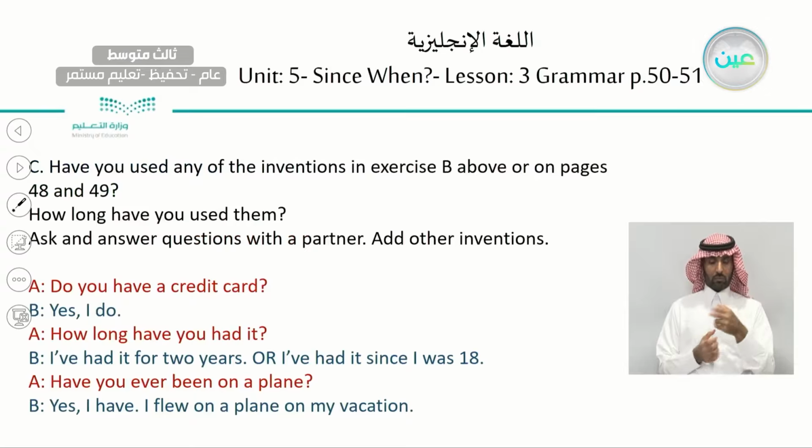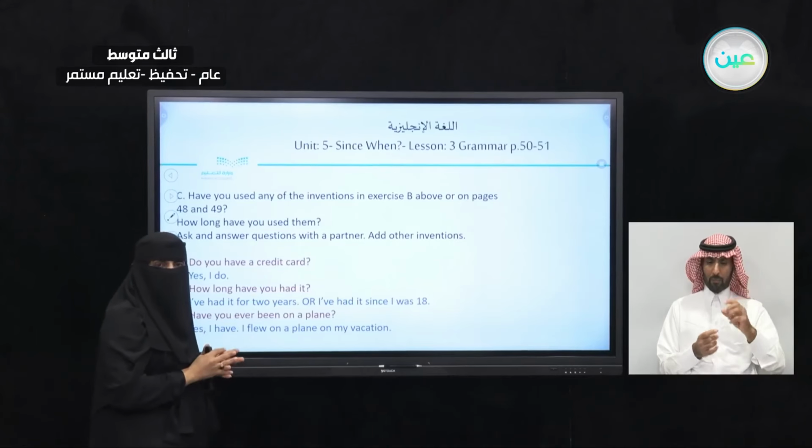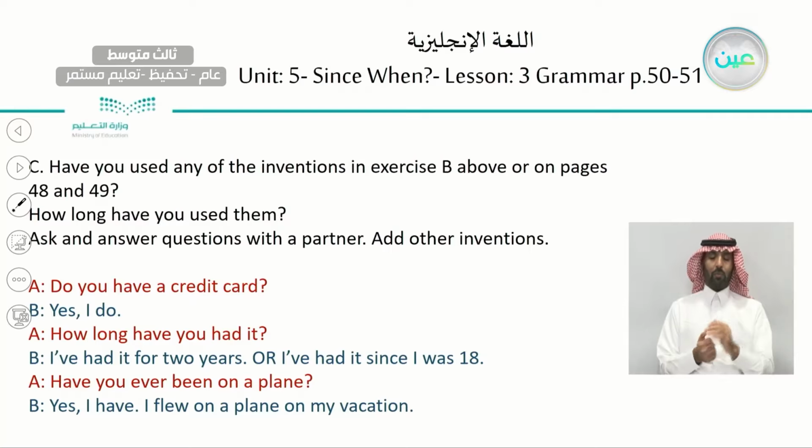Look at this exercise, exercise C. Have you used any of the inventions in exercise B? He wanted us to look at exercise B, the table, and the inventions. And the question is, have you used them before? Or the inventions on pages 48 and 49. The question he provided as an example is, how long have you used them? Ask and answer questions with a partner. So you have to create questions and create answers. Add other inventions if you want to talk about other inventions, it's okay. You don't have to stick with the ones we have in our book, okay?